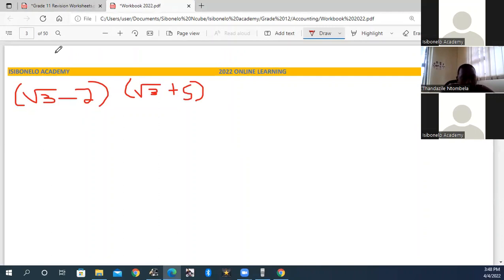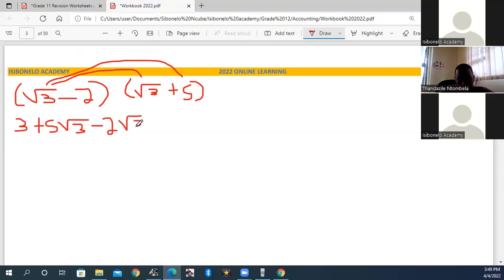So here we have done what is called FOIL. In FOIL you say first times first, outer times outer, and then inner times inner, last times last. So root 3 times root 3 is 3. And then root 3 times 5 is positive 5 root 3. Negative 2 times root 3 is negative 2 root 3. And then negative 2 times positive 5 is negative 10. So now we add the like terms.